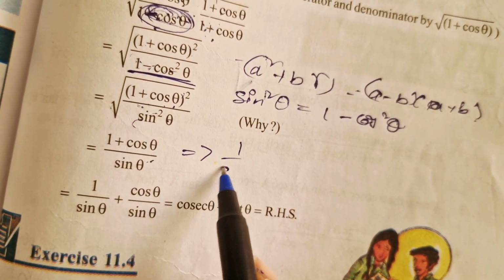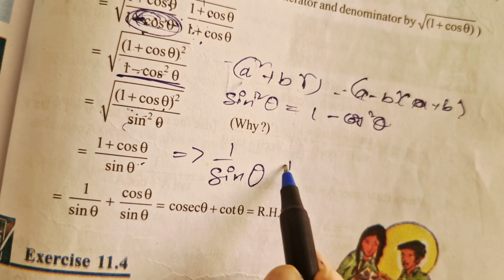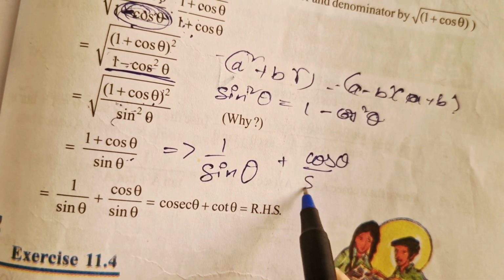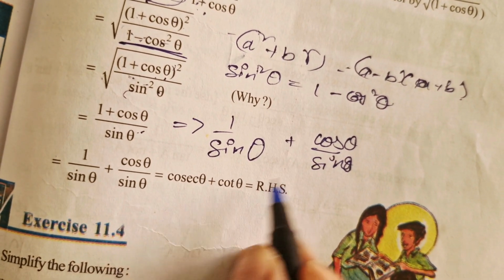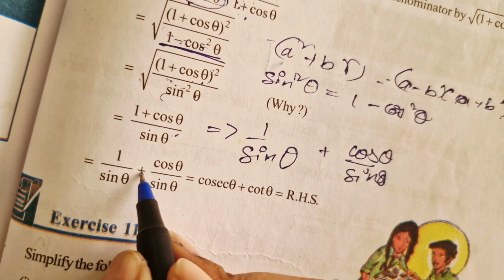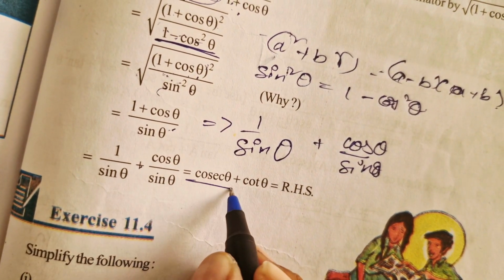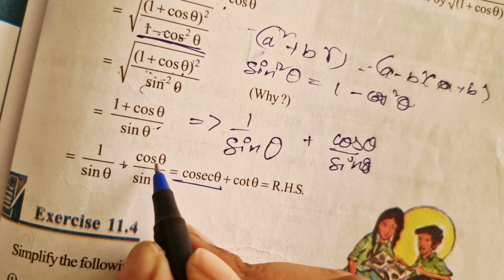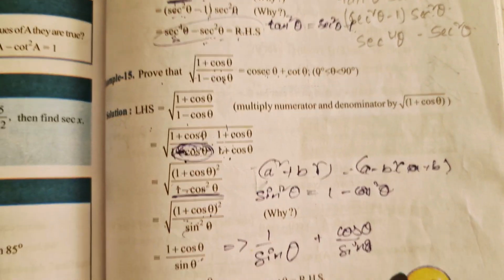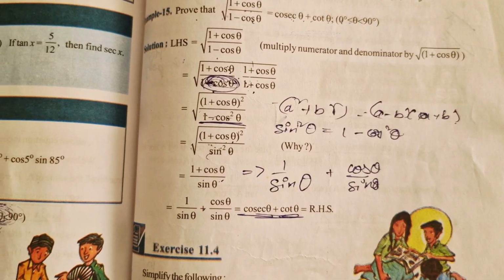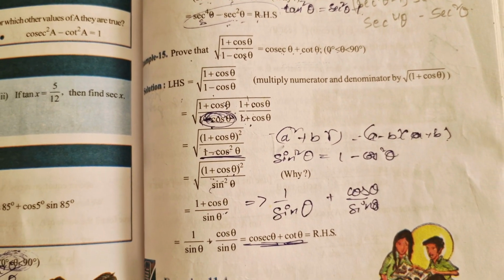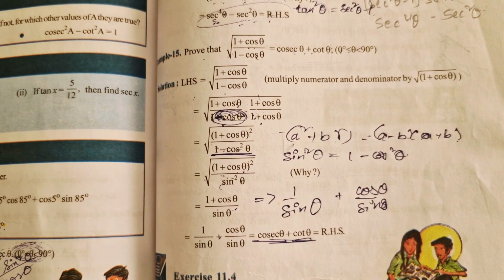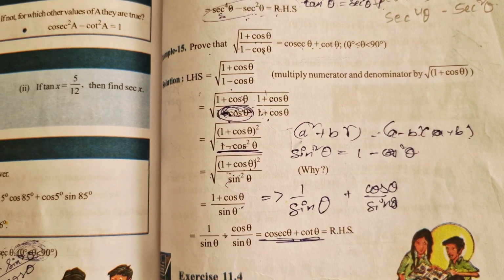We can separate this as 1 by sine theta plus cos theta by sine theta. We just separated it here. So we can write 1 by sine theta as cosecant theta, and cos theta by sine theta as cot theta. So we got this RHS over here. So hence proved. So these are the examples of the whole trigonometry chapter that I have explained to you. These are very easy. If you got these examples, you can solve the exercise problems very easily.